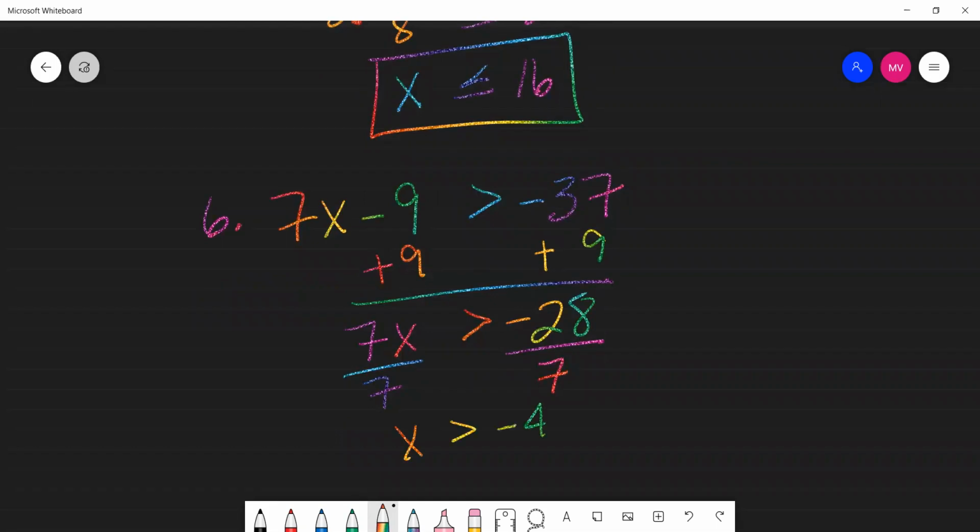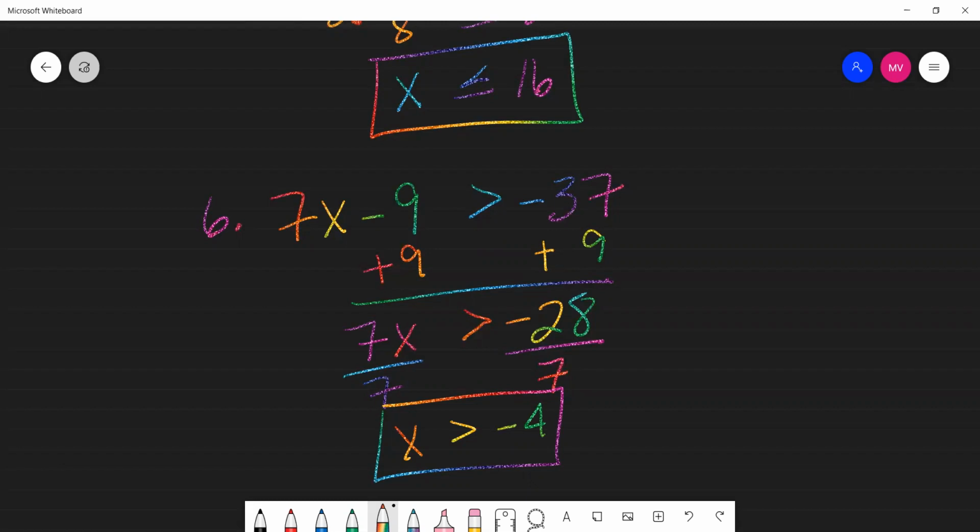Why didn't we switch it? We divided by a negative? Right. Because the 7 was not negative, we don't flip our inequality. If you're not sure, once you've solved it for x, plug it back into your original inequality. We've decided that as long as x is greater than -4, then our original inequality, 7x minus 9 is greater than -37, will be true.